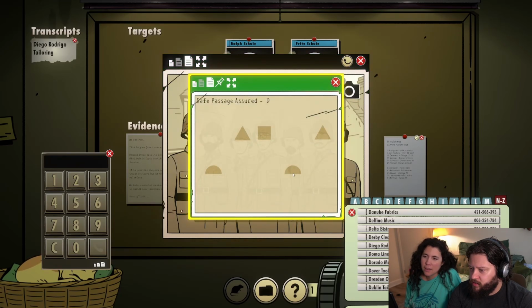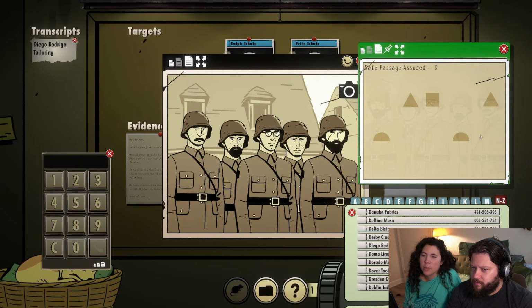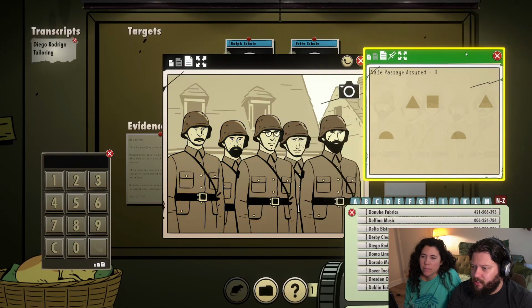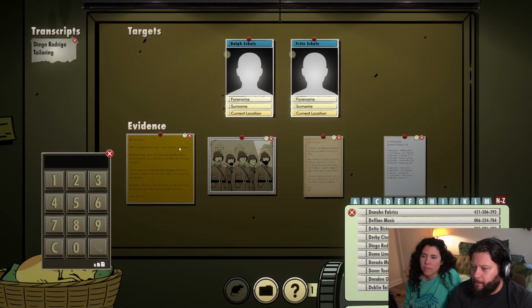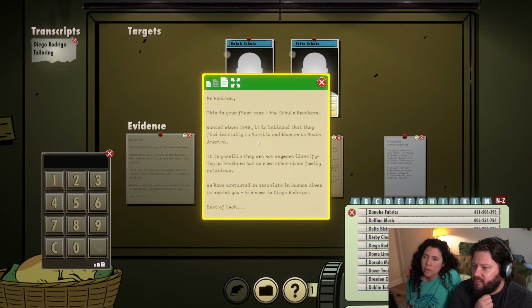I wonder what the triangles... These two both have half circles. And they both have beards. They look very similar. One of them has an identifying mark, so I'm wondering if one of them's one brother, and the other's the other brother. Okay. Let's see what we have evidence-wise. First case, wanted since 49. Initially to Seville and then to South America. It's possible they're not identifying as brothers anymore.